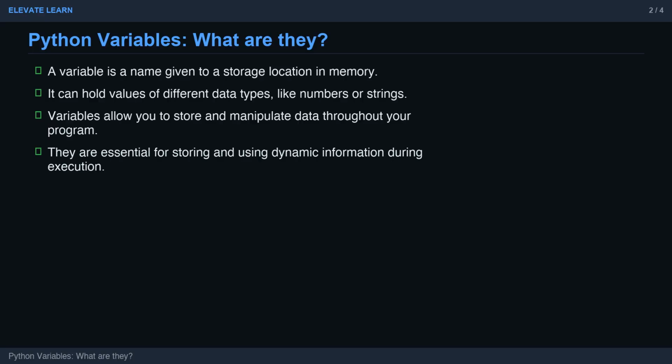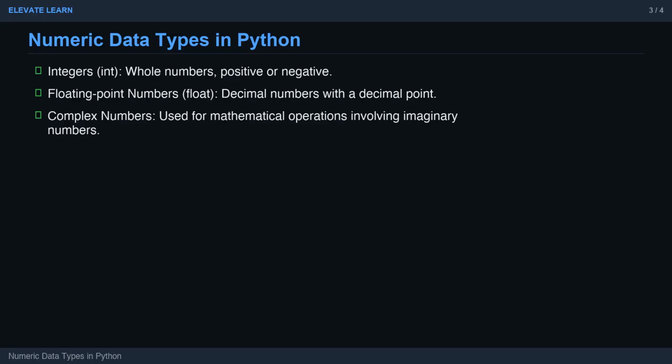For example, if you want to keep track of the user's score or store a piece of text, variables make it easy. They're like your own personal storage system in the world of coding. Ready to see how they work? Let's get started.